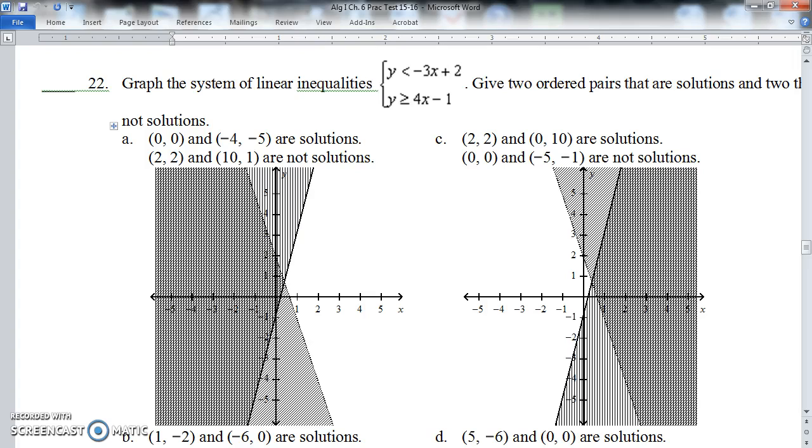Okay, this is part 3 of the Chapter 6 practice test for Algebra 1.